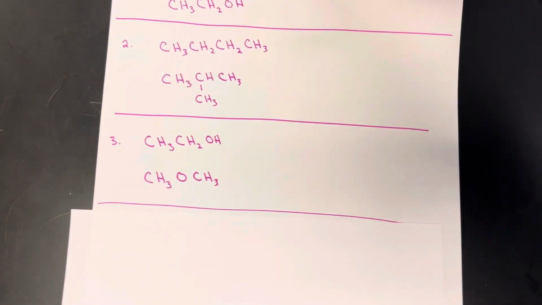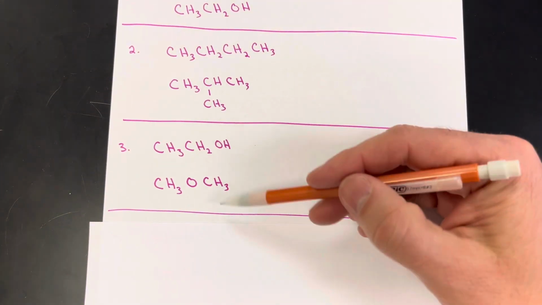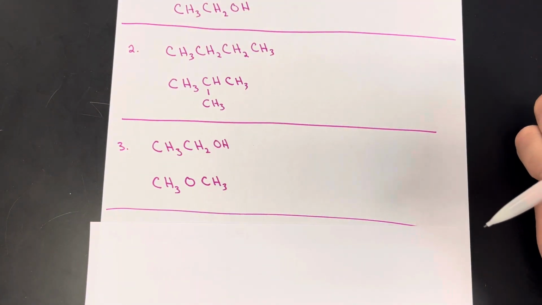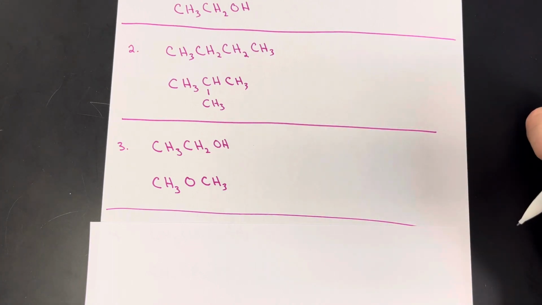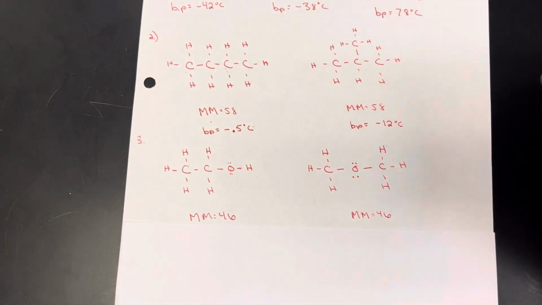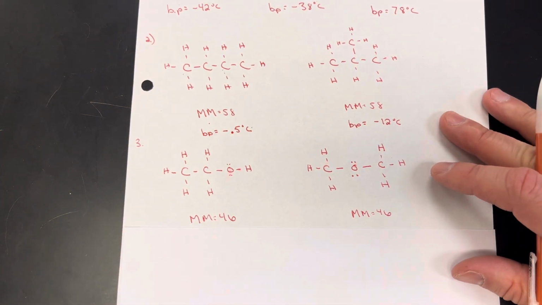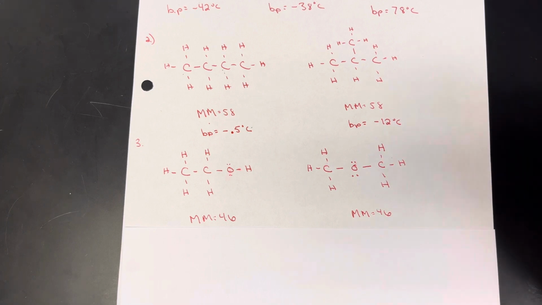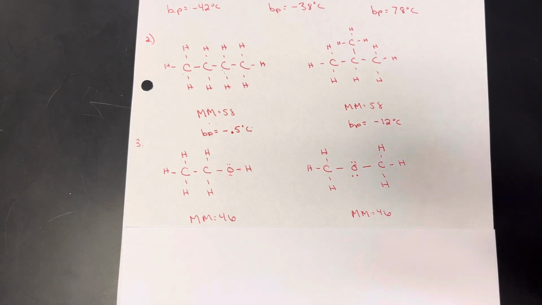We go into our third example. Okay, so our third example, I'd like you to draw these two out, pause the video, and determine which one has the higher boiling point. Okay, when you come back, this is what you should have. If you look at these, they have the same molar mass. However, their type of IMF is different.